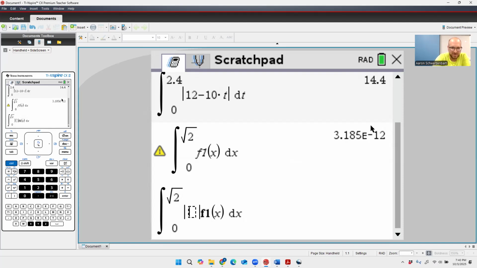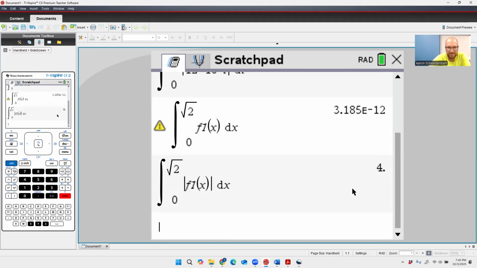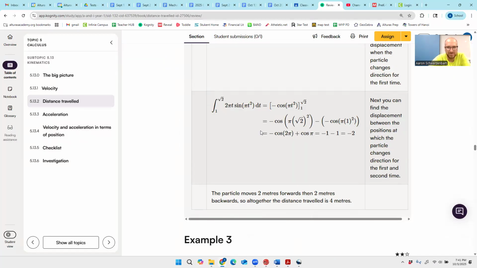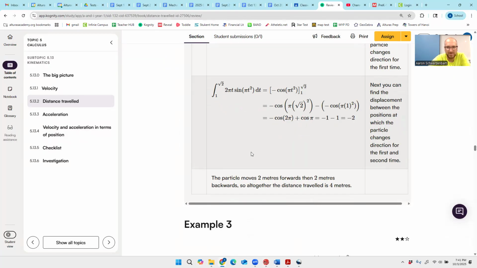I guess it's not going to work quite as well as I hoped. And I'm going to put the absolute value around there instead of trying to separate it where it changes direction the first time. And I get a distance of 4. Why did they get a distance of 2? Oh no, it is 4.